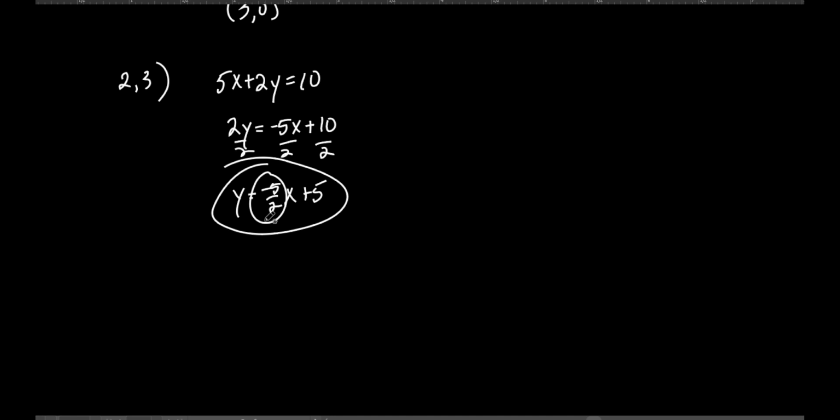All right, 4 and 5 are kind of the same. Write this in slope-intercept form. This is the question, and they say write that in slope-intercept form. So you have to make it look like y equals mx plus b.